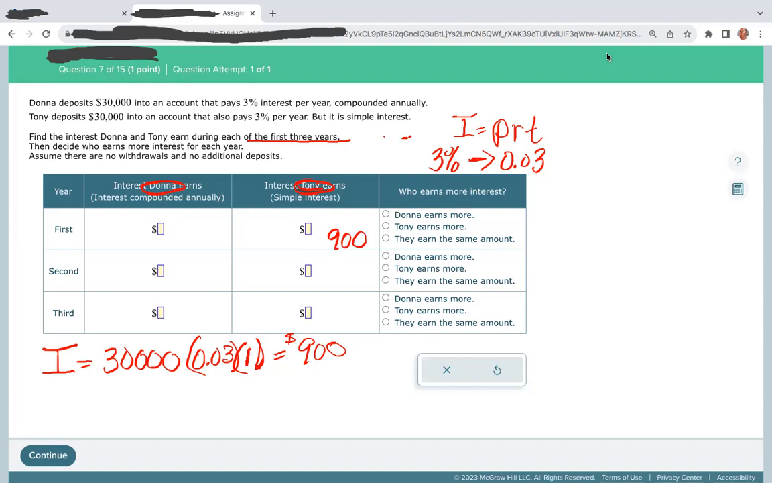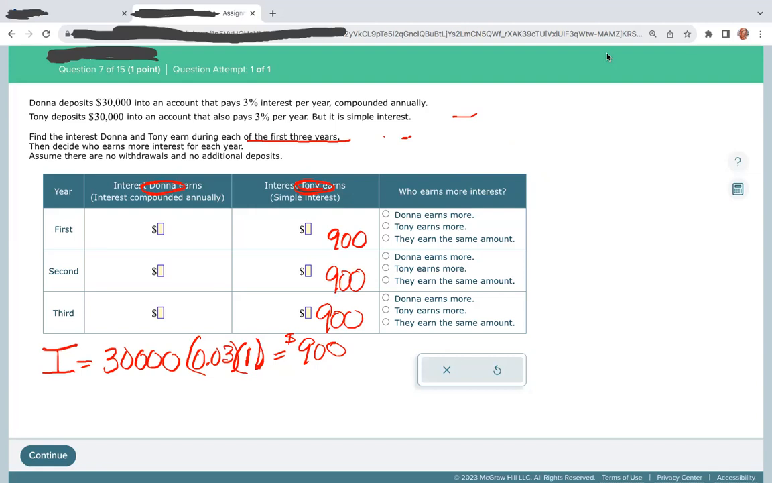And then on the second year, the same amount, because simple interest is calculated on just the principal. He's going to earn the same amount because it's on the principal. The third year, it's going to be the same thing. So the interest for Tony is obviously very easy. Now we're going to move on to calculating the interest for Donna.